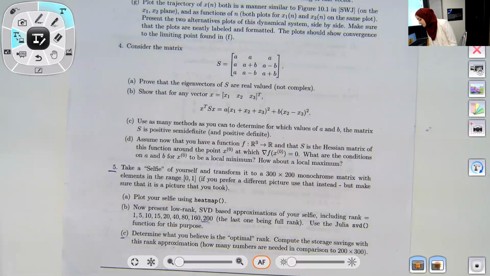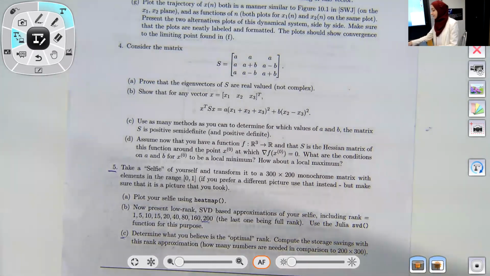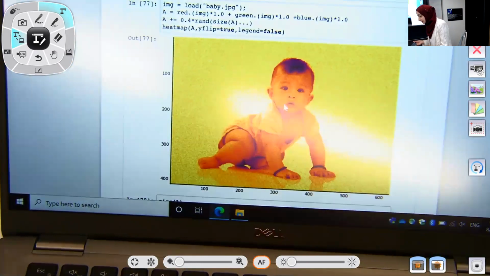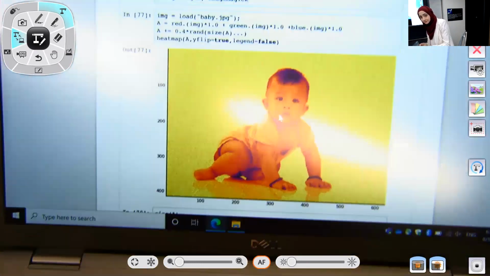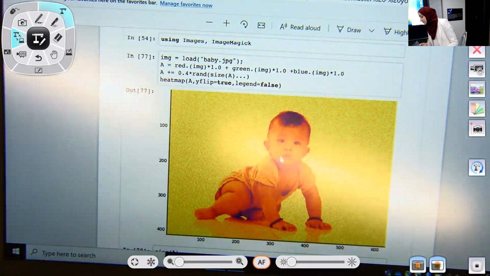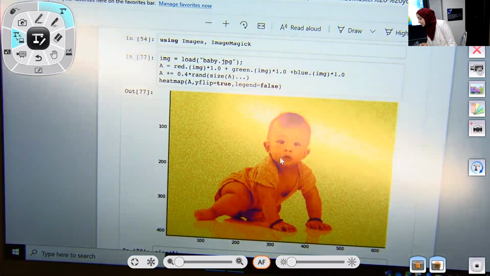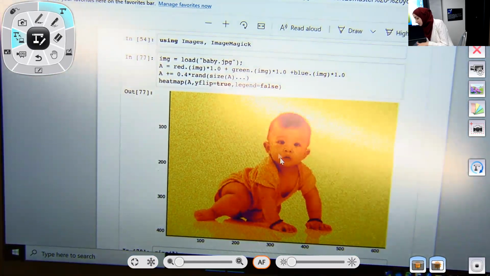At the beginning, they ask you to plot your selfie using heat map. You need to use heat map in Julia. To use heat map, you need to use some packages like Images and ImageMagick. I will show you an example here, but you will talk about this next week in your lecture on Monday. In this example, we have a baby picture. To use heat map, you need to install some packages. We need to install the packages Images and ImageMagick, so we use these two packages.